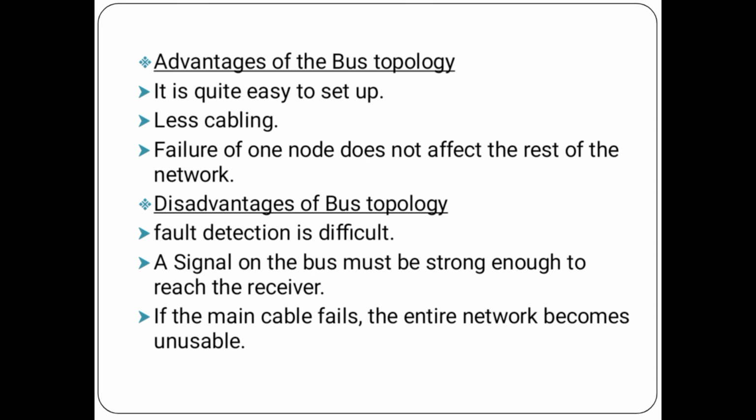Advantages of bus topology. It is quite easy to set up. Less cabling. Failure of one node does not affect the rest of the network. Disadvantages of bus topology. Fault detection is difficult. A signal on the bus must be strong enough to reach the receiver. If the main cable fails, the entire network becomes unusable.